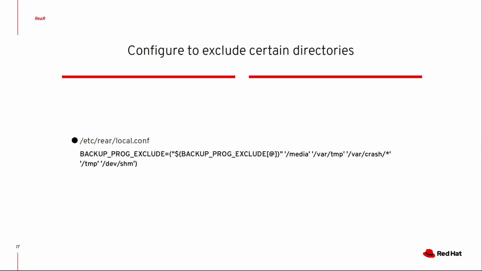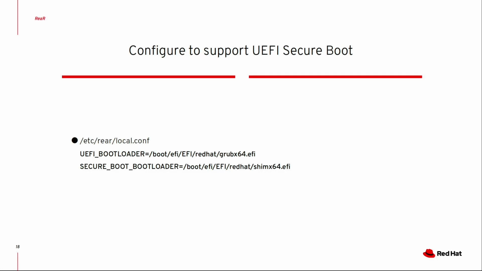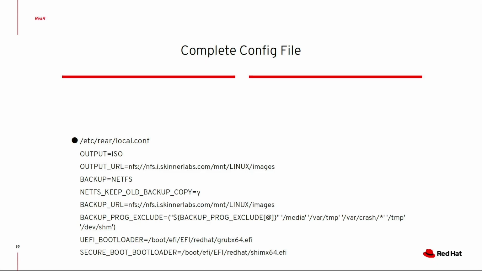You also have the option to exclude certain directories. So some of the examples would be /media, /var/tmp, /var/crash, /tmp, /dev/shm, or whatever else you wanted to include just to help speed things up or things that are just not important to back up. And then there is kind of a manual requirement if you're doing any sort of UEFI secure boot. You do need these two commands in there, or define these two parameters, so it will know how and where to configure the secure bootloader. So once all that is done, you have a very simple config file that you will run and leverage on your system.